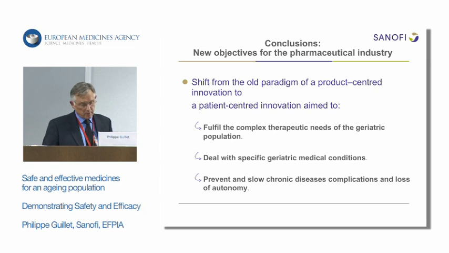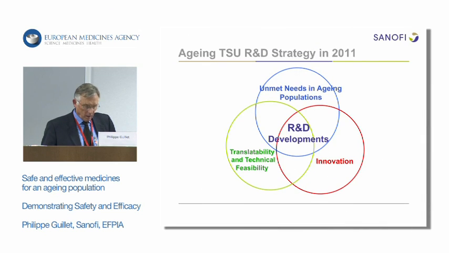aimed at fulfilling the complex therapeutic needs of the geriatric population, to deal with the specific geriatric medical conditions, and to slow down or prevent chronic disease complications to avoid the loss of autonomy as long as possible. In practical terms, that means that first we need to understand the unmet needs of the aging population, and especially the old population, which is not very well known at the time.